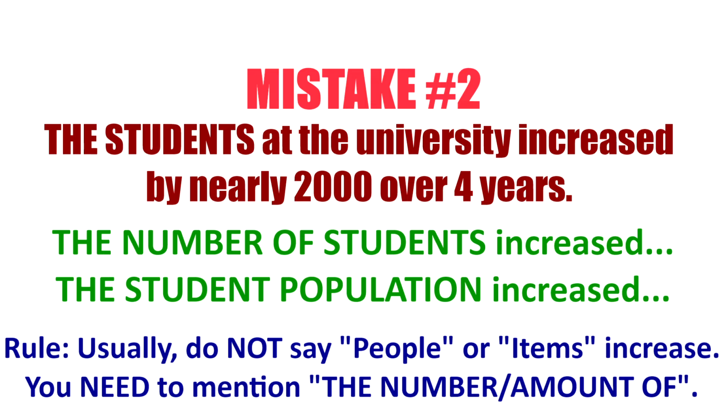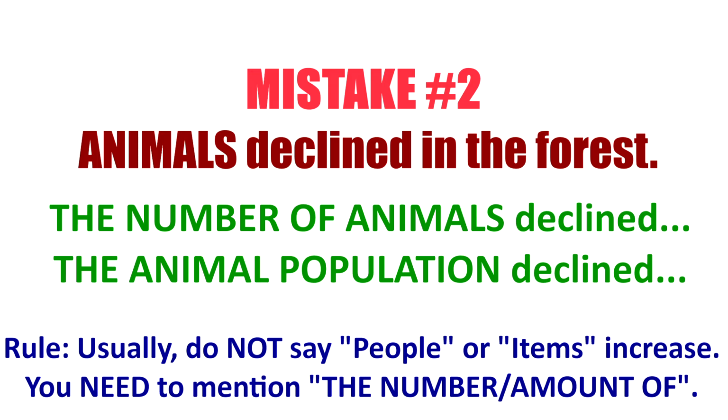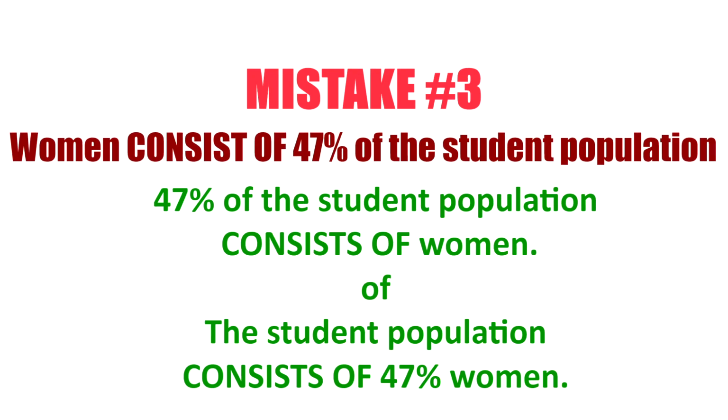Let's look at another example. Animals declined in the forest. No, the number of animals declined in the forest. The animal population declined. But if you just say animals declined, it sounds strange. We are measuring the number. We are not measuring animals. So remember to use the number of, amount of, item you are describing when you are talking about rising and falling. The next common mistake, let's look at number 3.